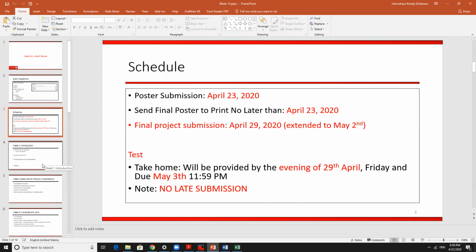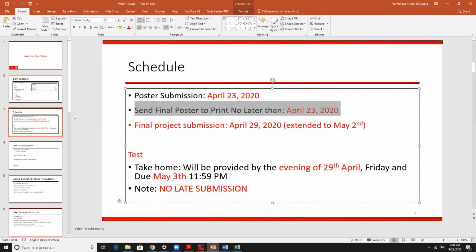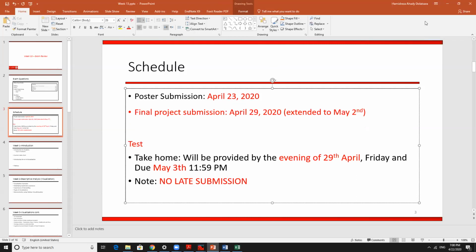Professor, I have a question regarding the poster competition. There is a point written, send final poster to print no later than. What exactly does it mean? Do we have to make a poster as well for that, or will just the presentation be enough? Oh, sorry, this line is extra. You don't have to make a poster. It was like before COVID-19. So you just exclude it. Good question, sorry. And there is no need to print any poster because nobody is there to see your posters.